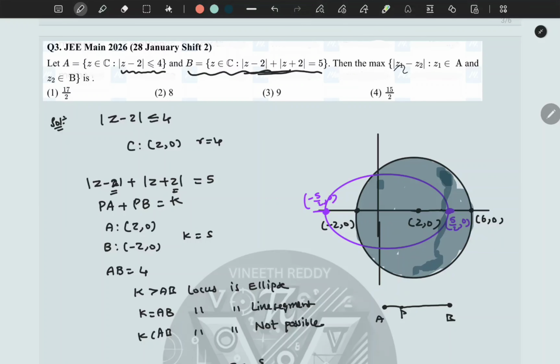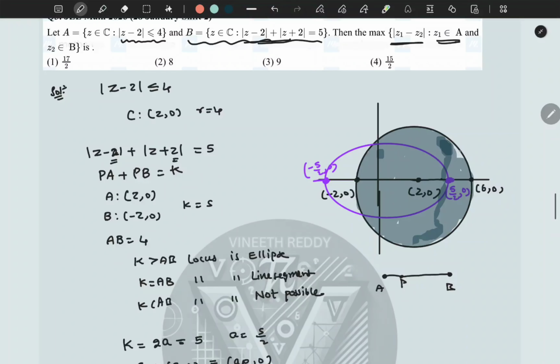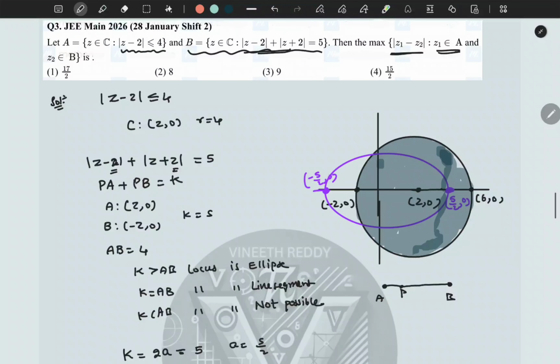What is the question? The question is the maximum value of mod of z1 minus z2, such that z1 belongs to A and z2 belongs to B. We need to find the maximum distance between the points z1 and z2. So I think the question is very simple, dear students. z1 is a point in the region, and z2 is any point on the ellipse, right?